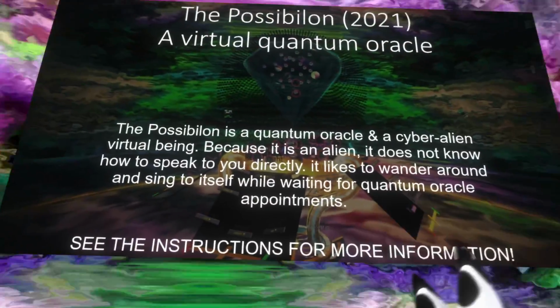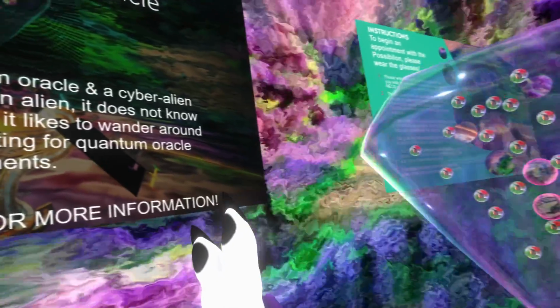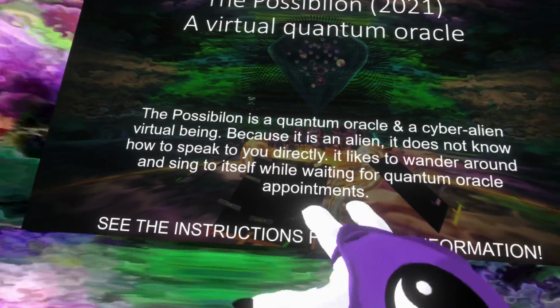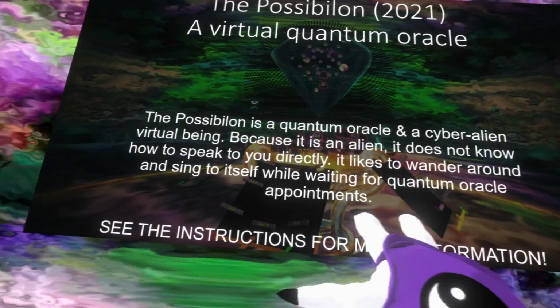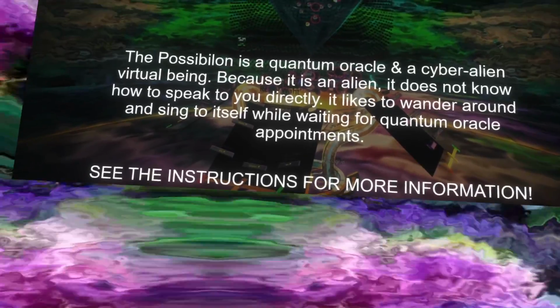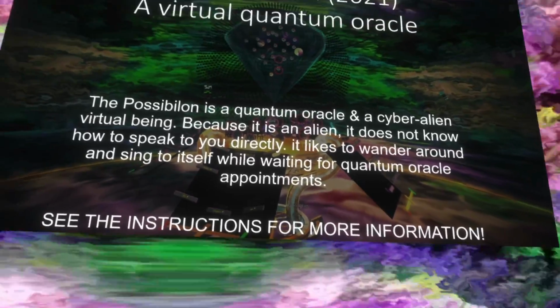Because it's an alien, and there's the Possibilon now. Because it is an alien, it does not know how to speak to you directly. It likes to wander around and sing to itself while waiting for quantum oracle appointments. See the instructions for more information.